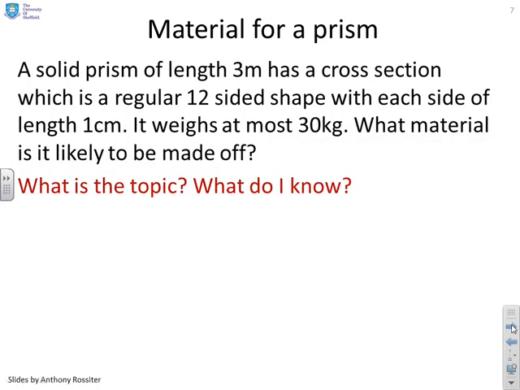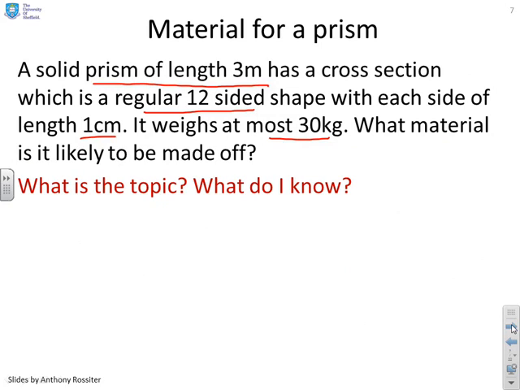Right, let's ask some basic questions about data. We've been told it's a solid prism of length 3 meters, a cross-section which is a regular 12-sided shape, with each side of length 1 centimeter, weighs at most 30 kilograms. What material is it likely to be made of?